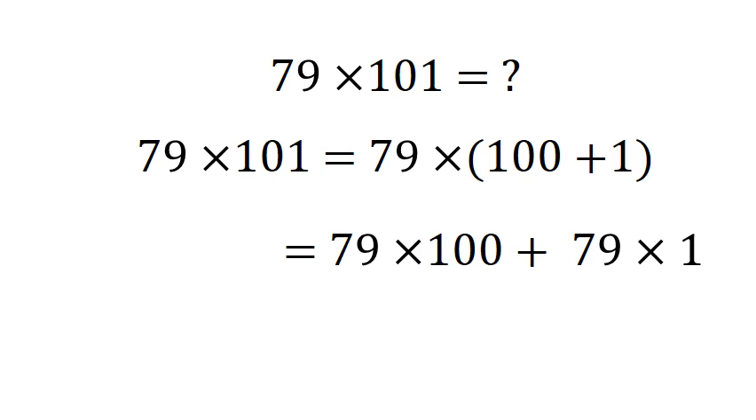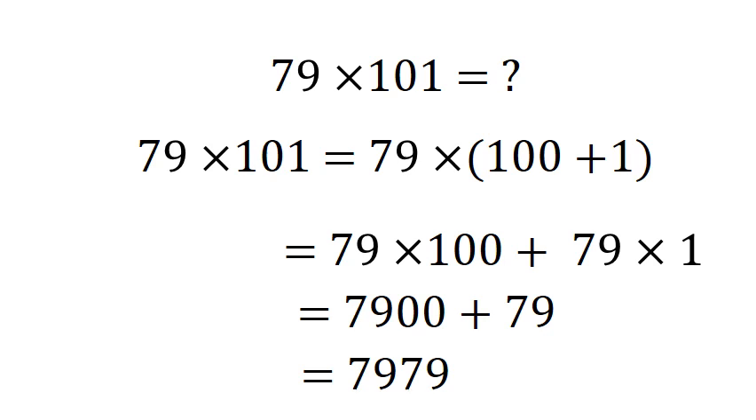What is the product of 79 times 100? We need just to put 2 zeros to the right of the 79. We'll obtain 7,900. And of course, 79 times 1 is 79. Look at this easy sum. It is a very easy sum. 7,900 plus 79 is nothing but 7,979. This is how to use the property of distribution on addition.